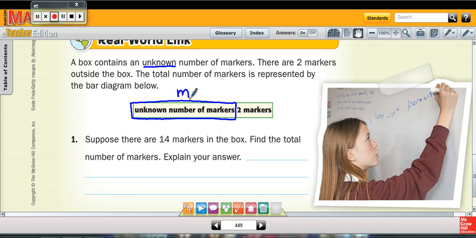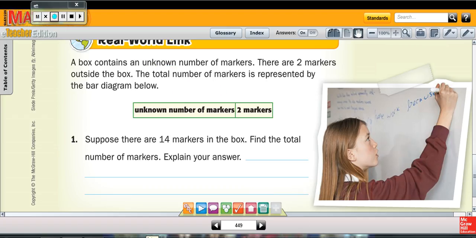Okay, outside the box though, there are these 2 markers. Okay, so we know we have a 2 here. So suppose there are 14 markers in the box. So that means that now instead of M, this became a known value, which is 14. Find the total number of markers. Well, obviously to find total, we would add these together. 14 plus 2 would give us 16, and then explain your answer. So take a minute, and I want you to explain how you got 16, how we got 16 together.